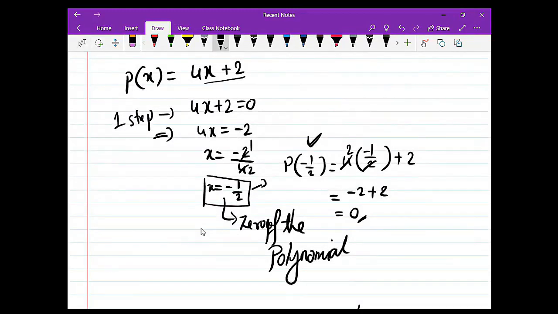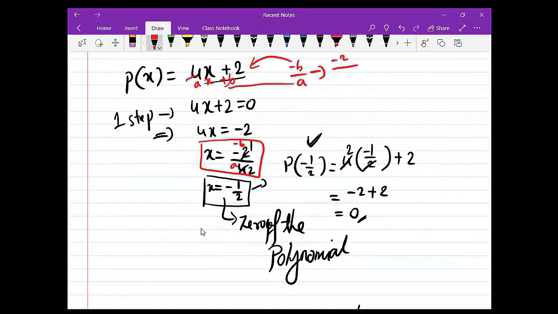4x plus 2. Yes, that is ax plus b. And what you are getting here is x equal to minus b upon a. Here it is minus b, meaning minus 2, divided by a, that is 4. Yes, minus 2 by 4.